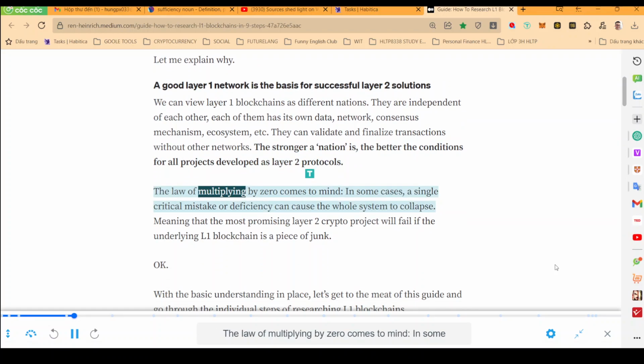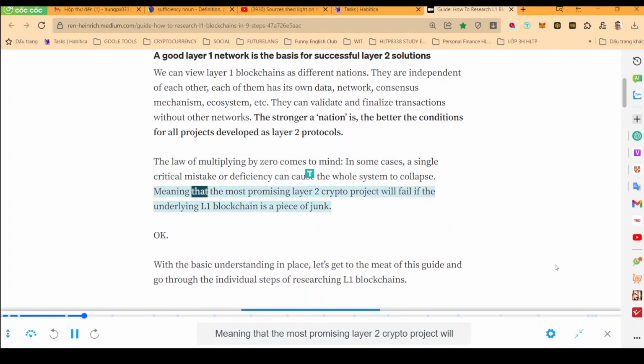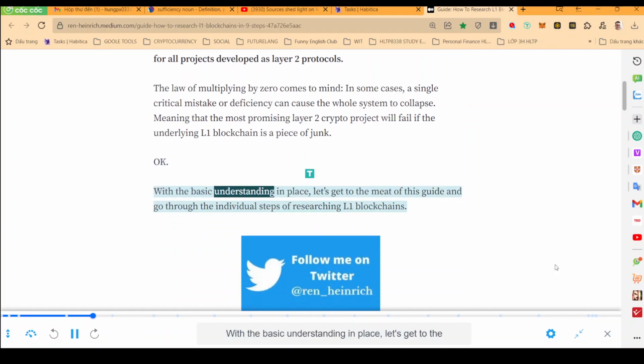The law of multiplying by zero comes to mind. In some cases, a single critical mistake or deficiency can cause the whole system to collapse. Meaning that the most promising Layer 2 crypto project will fail if the underlying L1 blockchain is a piece of junk. Okay, with the basic understanding in place, let's get to the meat of this guide and go through the individual steps of researching L1 blockchains.